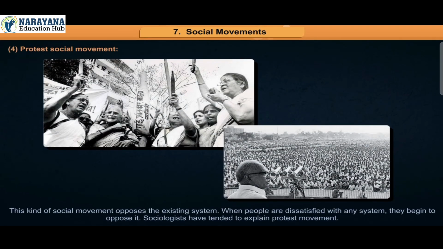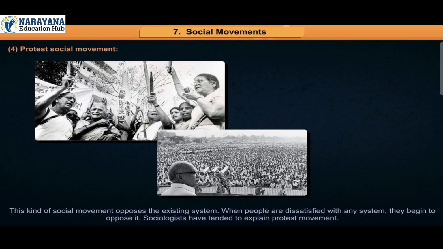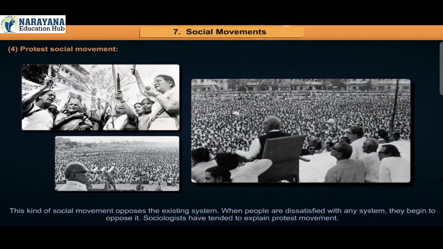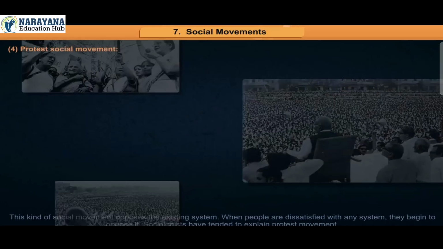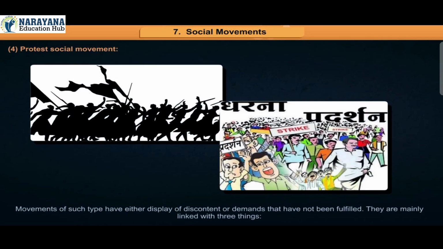Number 4. Protest social movement. This kind of social movement opposes the existing system. When people are dissatisfied with any system, they begin to oppose it. Sociologists have tended to explain protest movement. Movements of such type have either a display of discontent or demands that have not been fulfilled.